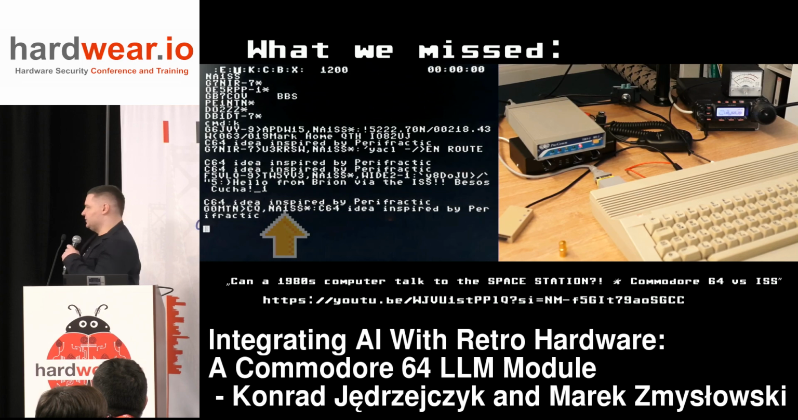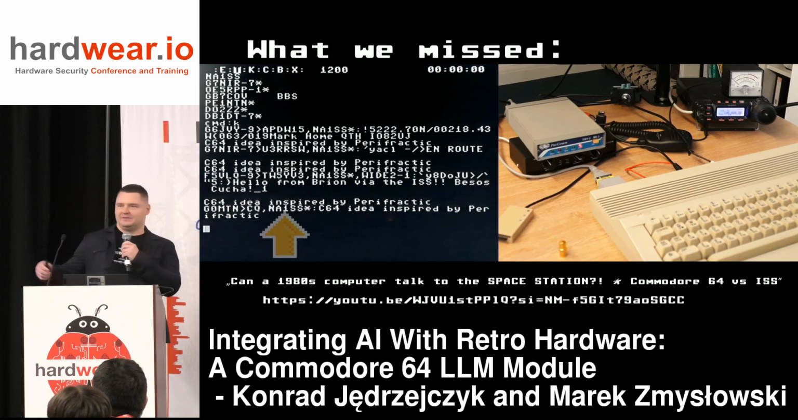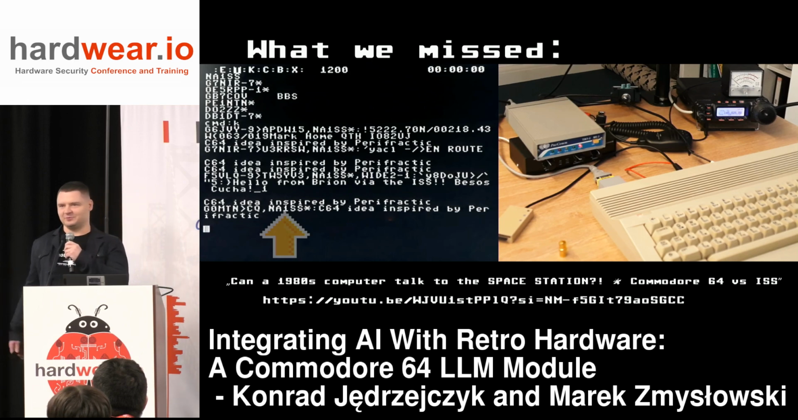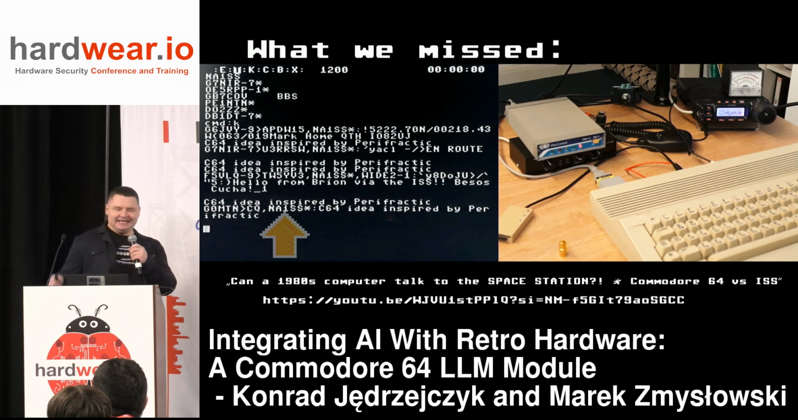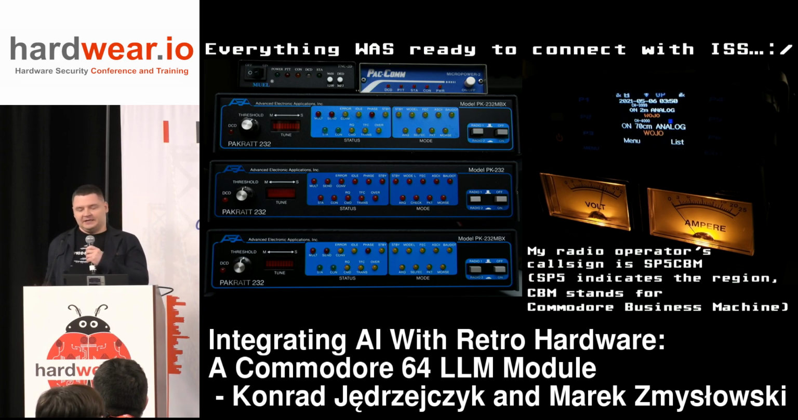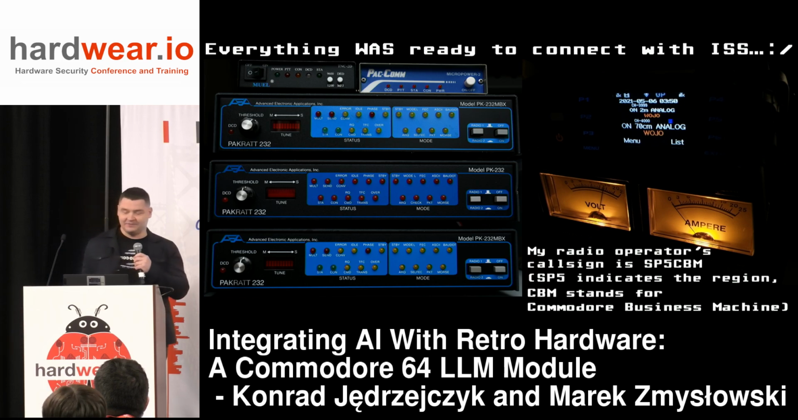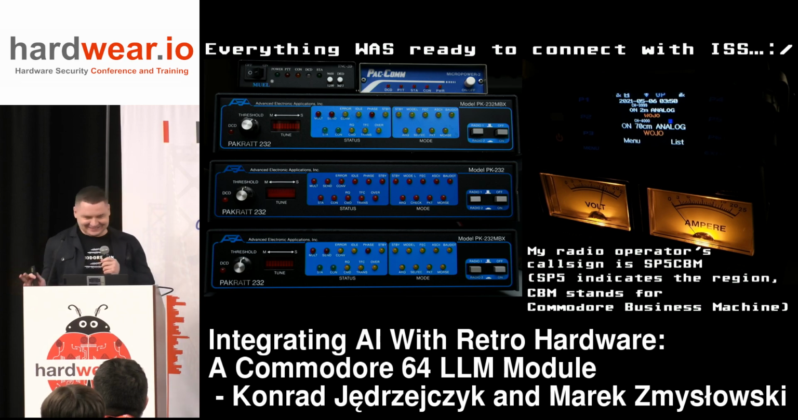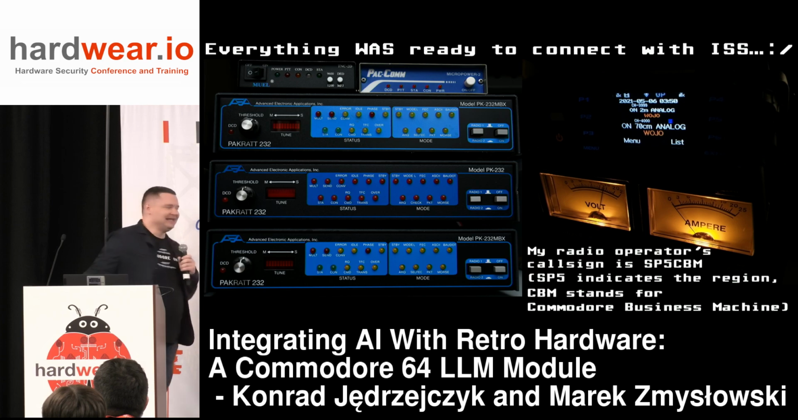But there is also one thing I need to mention that I missed. I didn't know that on the International Space Station, they have their radio back online. And one of the YouTubers made first contact with the International Space Station using a Commodore 64. And I was not the first one. But I had everything prepared. Even my radio operator call sign is Sierra Papa 5 Charlie Bravo Mike, which stands for Commodore Business Machine. And I did it for this specific reason, to contact the International Space Station, unfortunately.